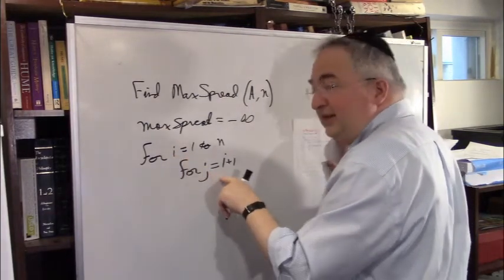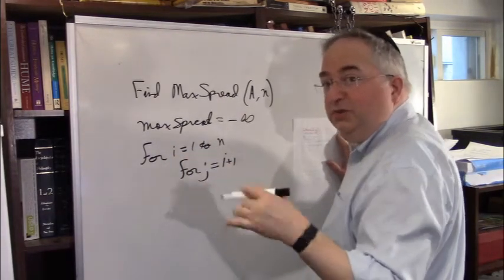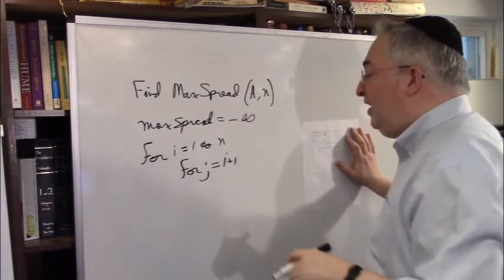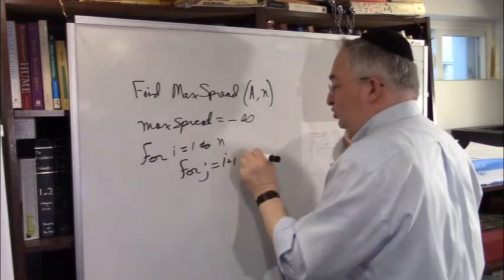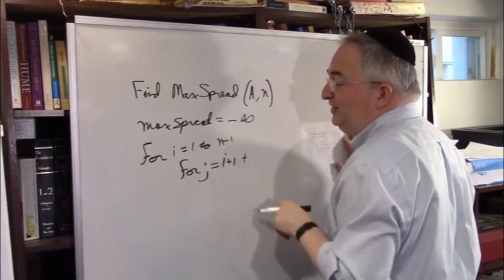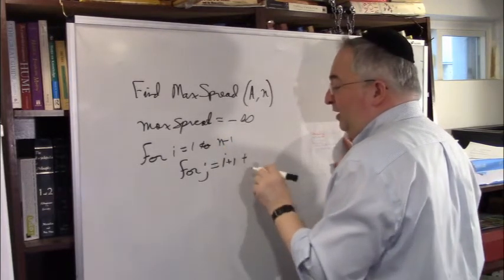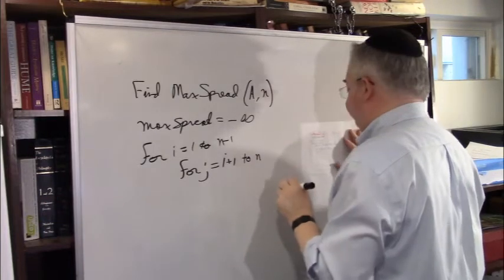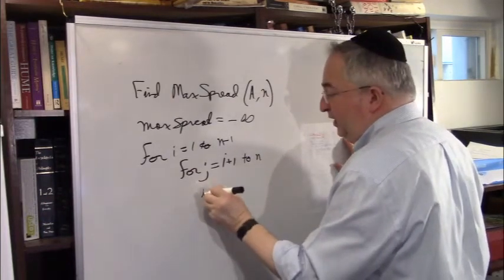You can sell it the next day. We don't do minute stocks, we do day stocks. Okay, i plus 1. This should be n minus 1 because you can't buy it the last day. You have to buy it the day before the last day. Okay, and then we do the following.